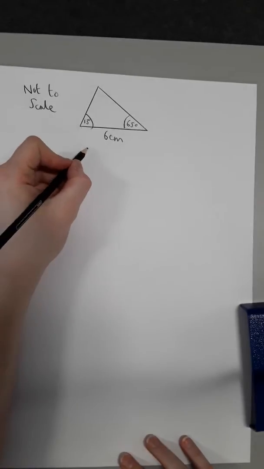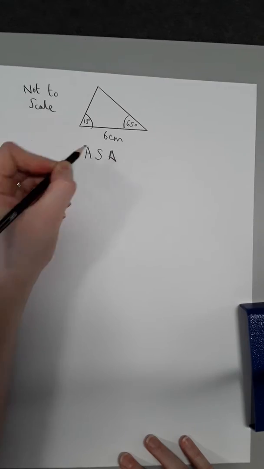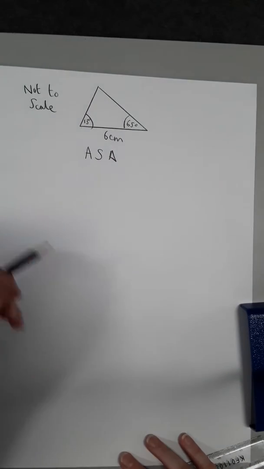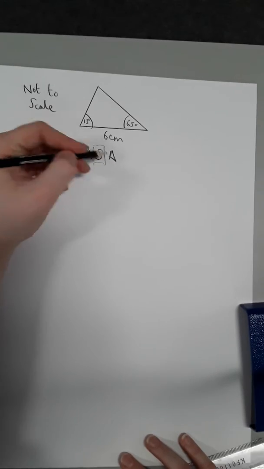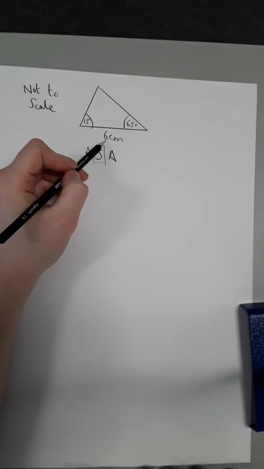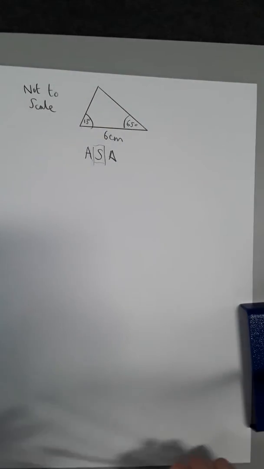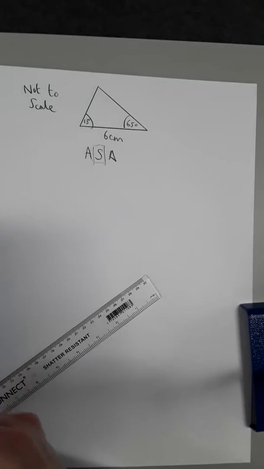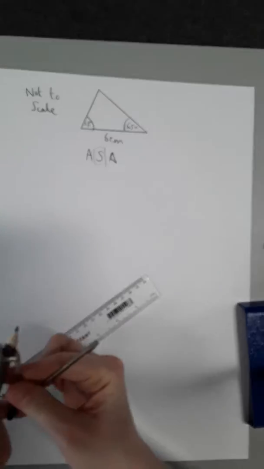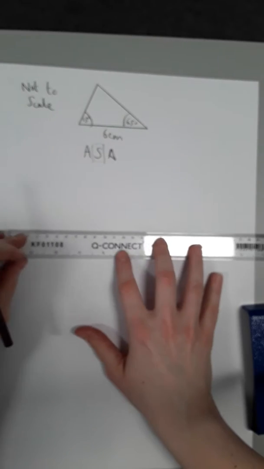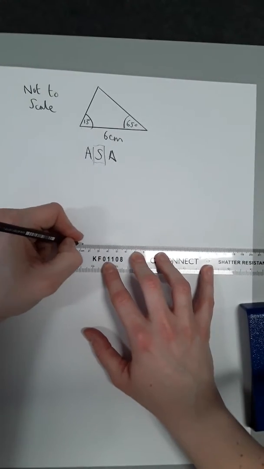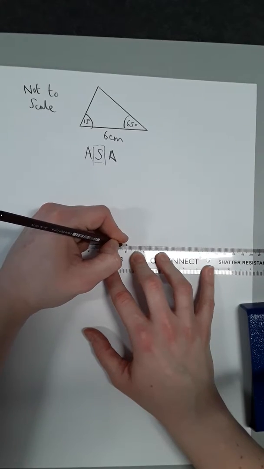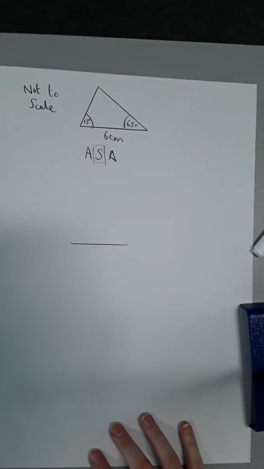So this is an example of an angle, side, angle triangle. Always start with the middle item if you can. So we're going to draw our 6 centimetre line first. Again, a really sharp pencil, and we're going to draw our 6 centimetre line on. I'm going to put a dot first so I can keep track, and then I'm going to draw another dot here, just a little mark. So that's exactly 6 centimetres.